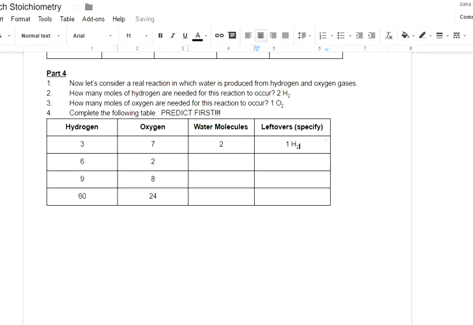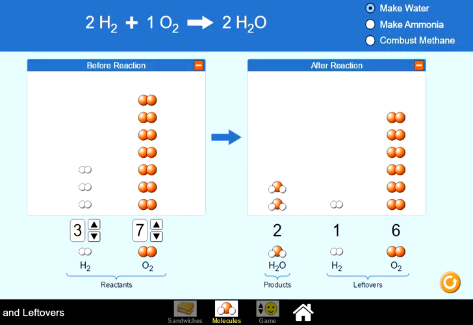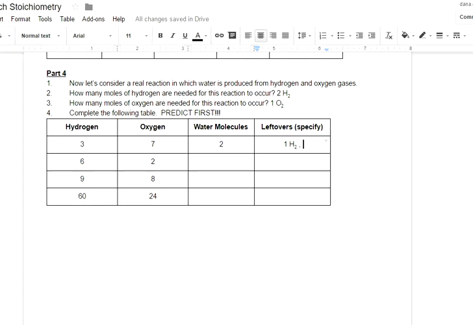1 leftover H2, and then we will also have, because I'm only making 2 of those, look at my ratio here. Well, if I'm making 2 waters, that's only going to require 1 O2. And so therefore, I'm going to have 6 O2s left over. And so I'd say 6 O2. So that's the oxygen and hydrogen.